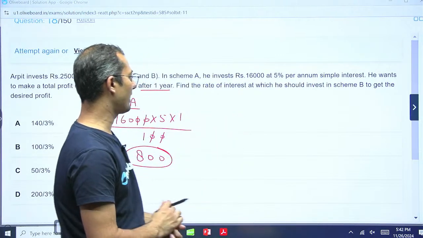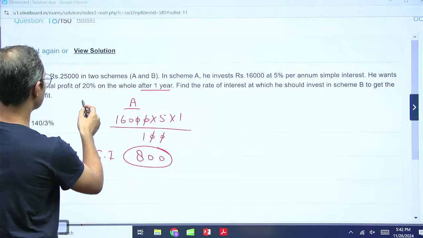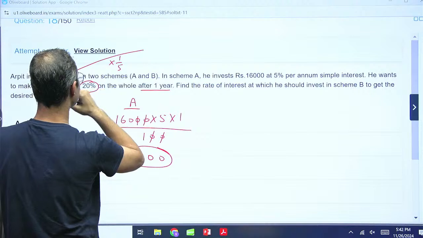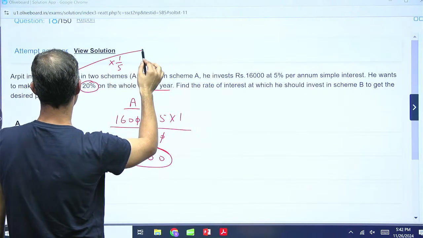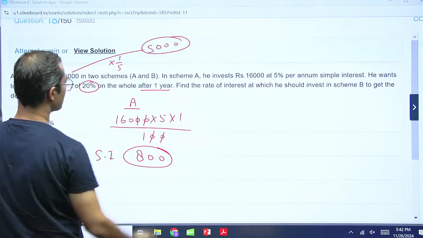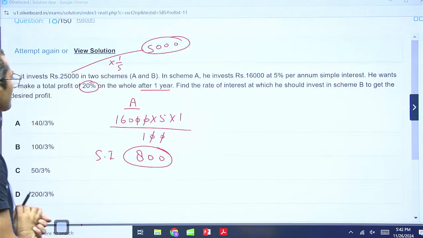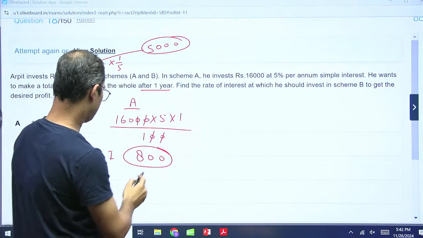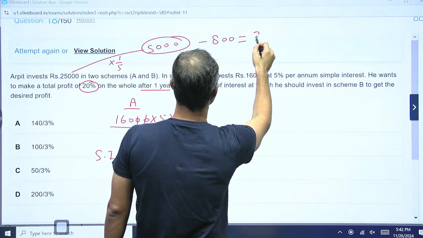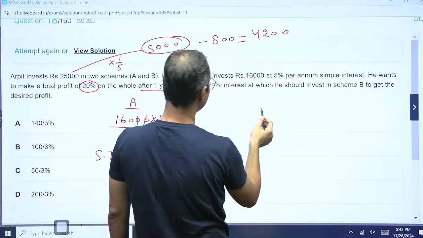Find the rate of interest at which he should invest in scheme B to get the desired return. See, he wants to earn 20%. 20% means 1 by 5. So 1 by 5 of 25,000 is going to be 5,000. Yes. So from scheme B, he must earn how much? 5,000 minus 800. So 4,200, right?